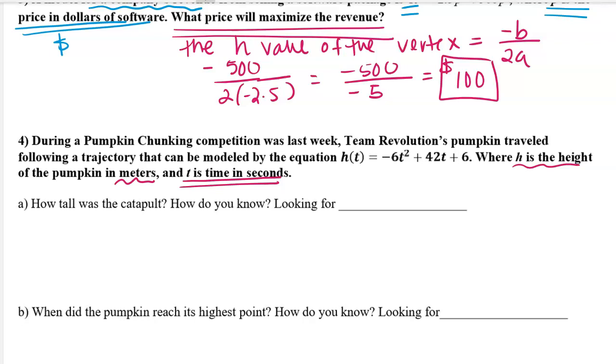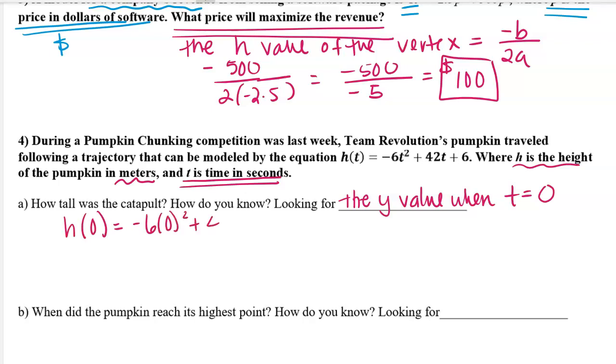You're right. Would you guys agree with that? Okay, so looking for the y value when t equals what? 0. Okay, so if t equals 0, we plug it in. H of 0 equals, what happens when negative 6 times 0 squared? It's 0. What happens to 42 times 0? 0. So what's the only thing that's left? 6. And what is the unit of measurement here, students? Be very careful. Meters. Yep. Okay. So it's the y-intercept.